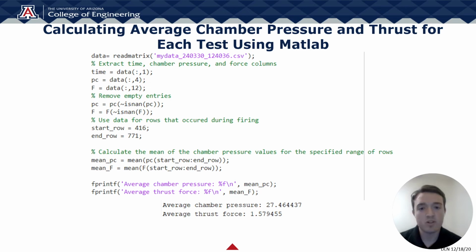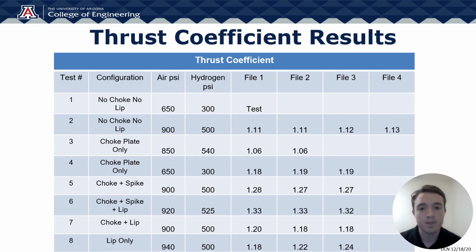Before we could fully find the thrust coefficient for each test, we had to calculate the average chamber pressure and thrust values. To do this, we wrote a MATLAB program to read the data file and extract the column of data that we wanted. After this, we can finally find the thrust coefficient for each trial. And here's a table of our thrust coefficient results.